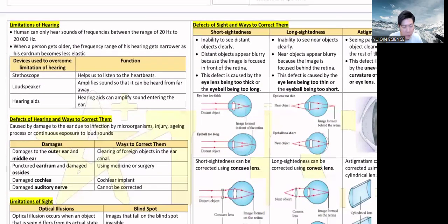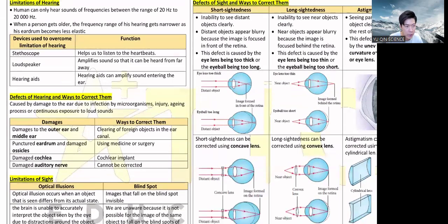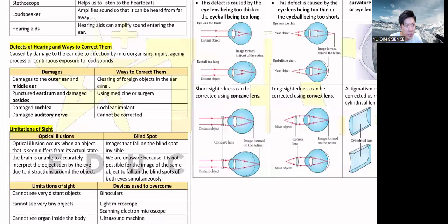Which is limitation of hearing, the device. This one must go through also. Okay, defect of hearing. Why someone has a problem is maybe because the eardrum is damaged, the cochlea is damaged. Then what to do with it? The answer is here. Okay, what to do with it is this one.